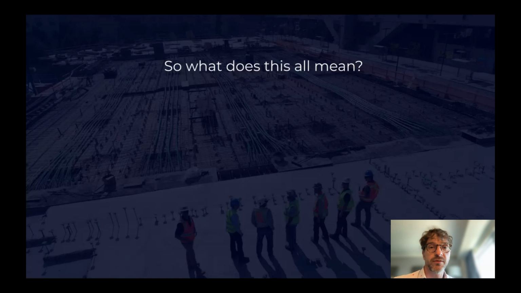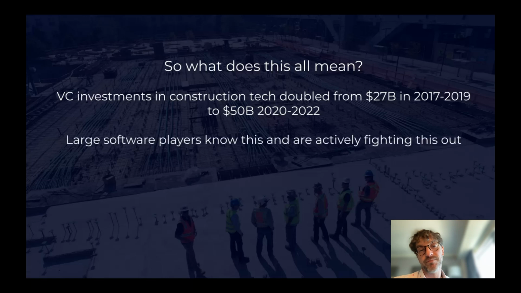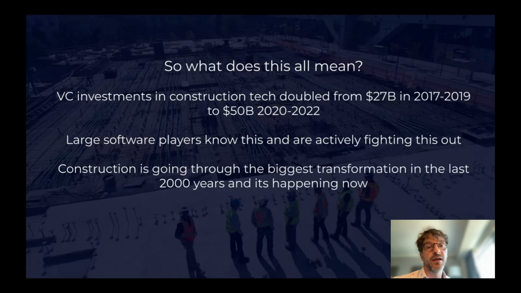So what does that mean for construction? VC investment in construction tech has doubled from 27 billion in this 3-year period to 50 billion from 2020 to 22. The large software players know that there's this almost fight for the future of construction right now, and are actively fighting this out. Large-scale acquisitions: Autodesk acquired PlanGrid, Building Connected, Procore is making acquisitions, Oracle bought out Aconex for $1 billion, and so on and so forth. Really, really exciting time to be in our field.